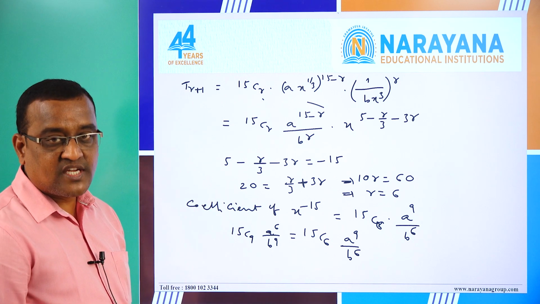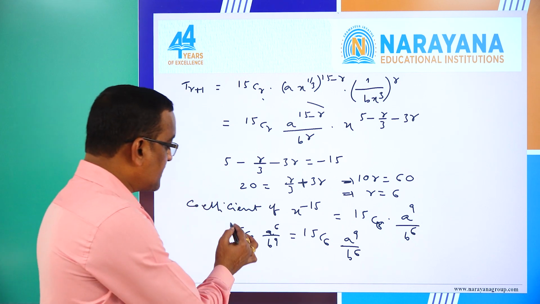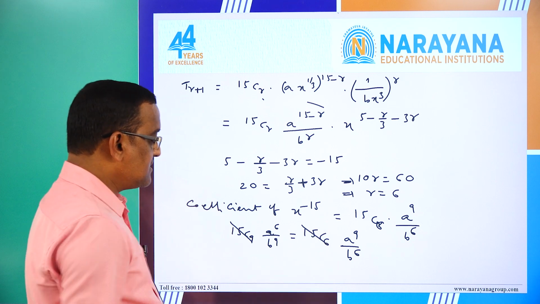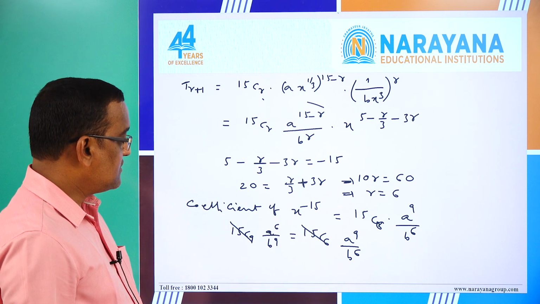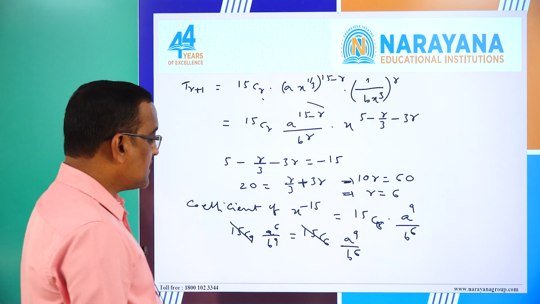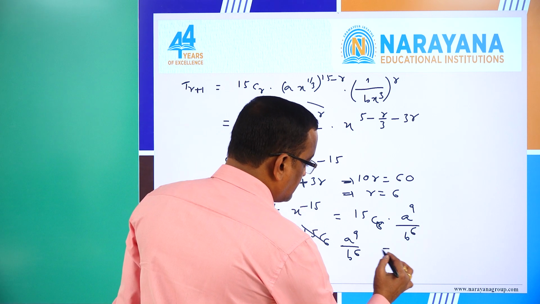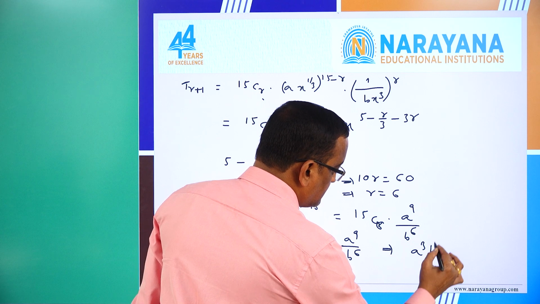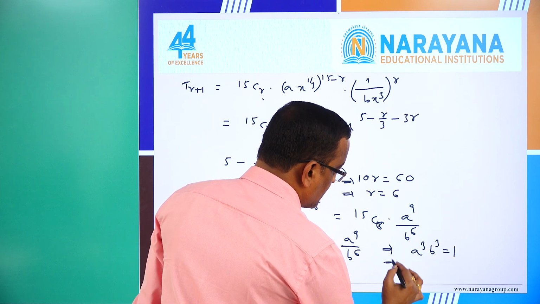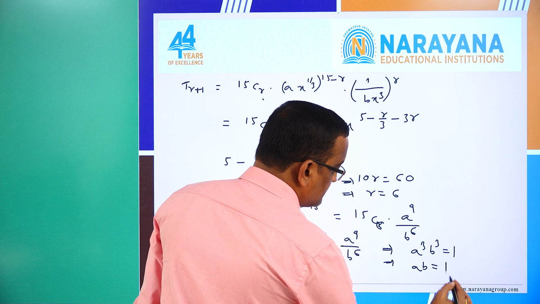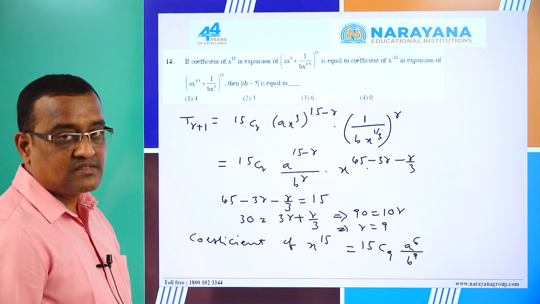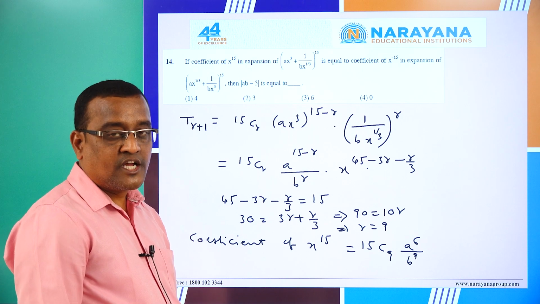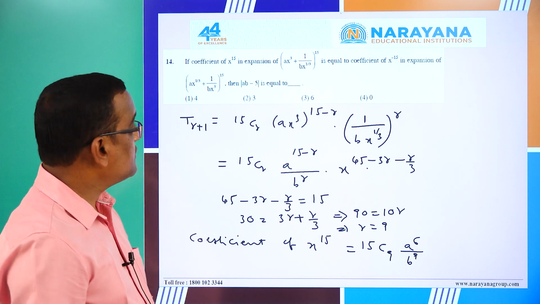We know nCr is equal to nC(n-r), so that's why 15C9 is the same as 15C6. And taking this a^6 b^9 that side, we get a^3 b^3 is equal to 1. So from that ab is 1. What do you want actually? Mod of ab minus 5. Since ab is 1, mod of ab minus 5 becomes 4.